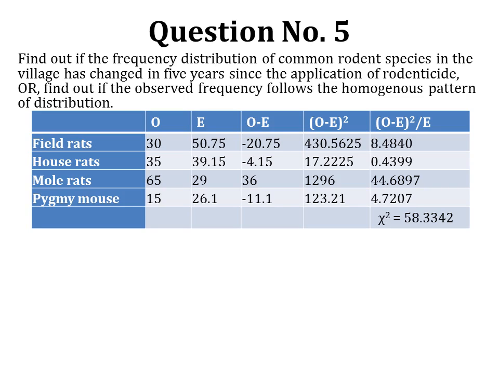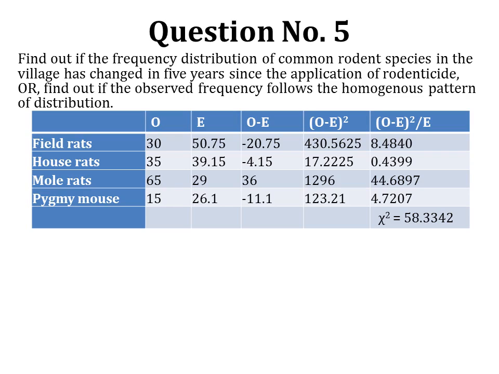Then we take the square of these differences, and these are our answers: 430.5625, 17.2225, and 1296, and then 123.21. And then in the last column we divide the square of difference between observed and expected frequency by the expected frequency. So this is 8.4840 for field rats, 0.4399 for house rats, 44.6897 for mole rats, and 4.7207 for pygmy mouse.